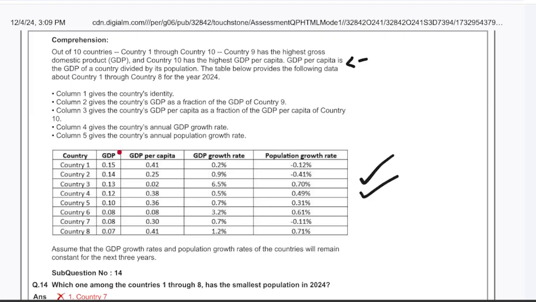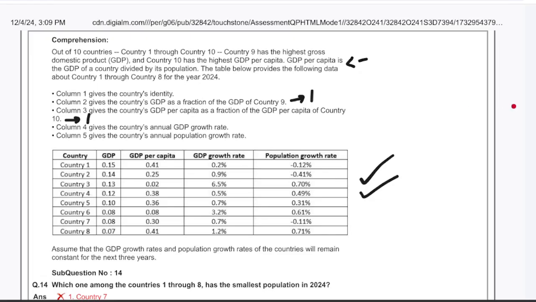Column 1 gives the name of the country, column 2 gives the GDP in comparison to GDP of country 9. Let's say the GDP of country 9 is 1, then that is 0.15, 0.14, and so on. The same way, GDP per capita has been given by thinking that the GDP per capita of country 10 is also 1. So it is 0.41, 0.25, and so on. Column 4 gives the country's annual GDP growth rate, and column 5 gives the country's annual population growth rate. So all the information is given to us straightforward. Now, this puzzle is all about the calculations and how good you are in numbers.